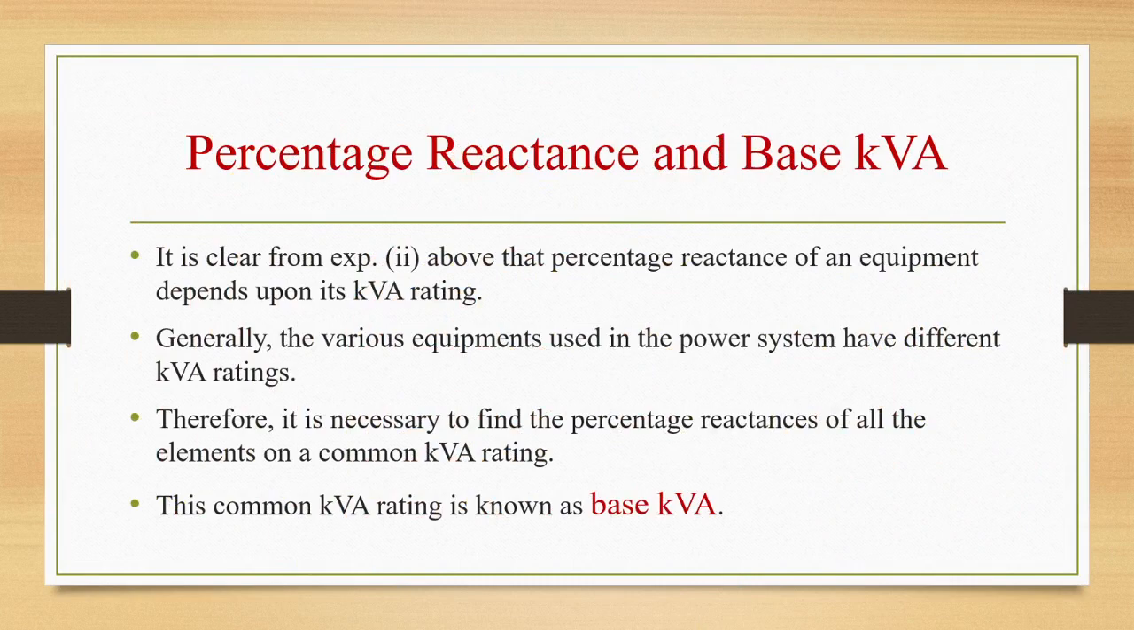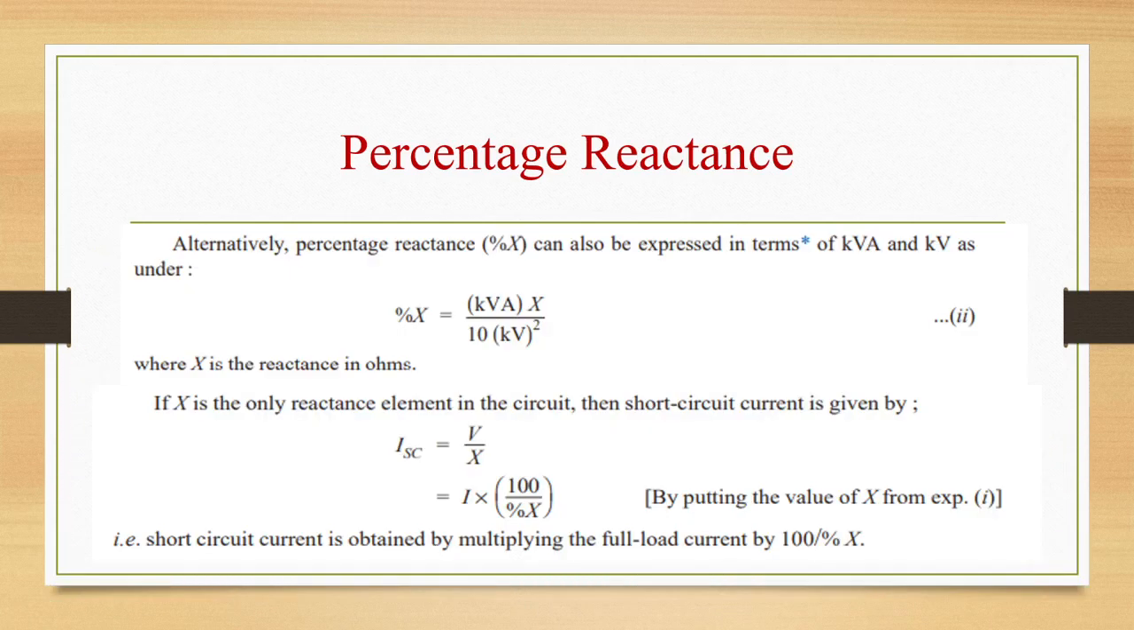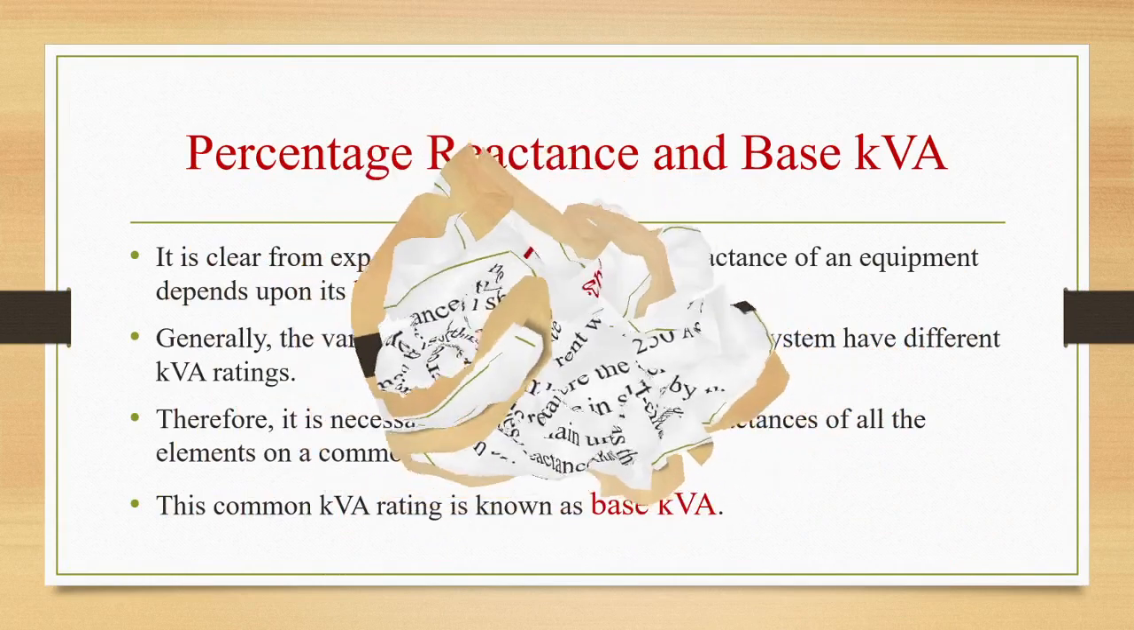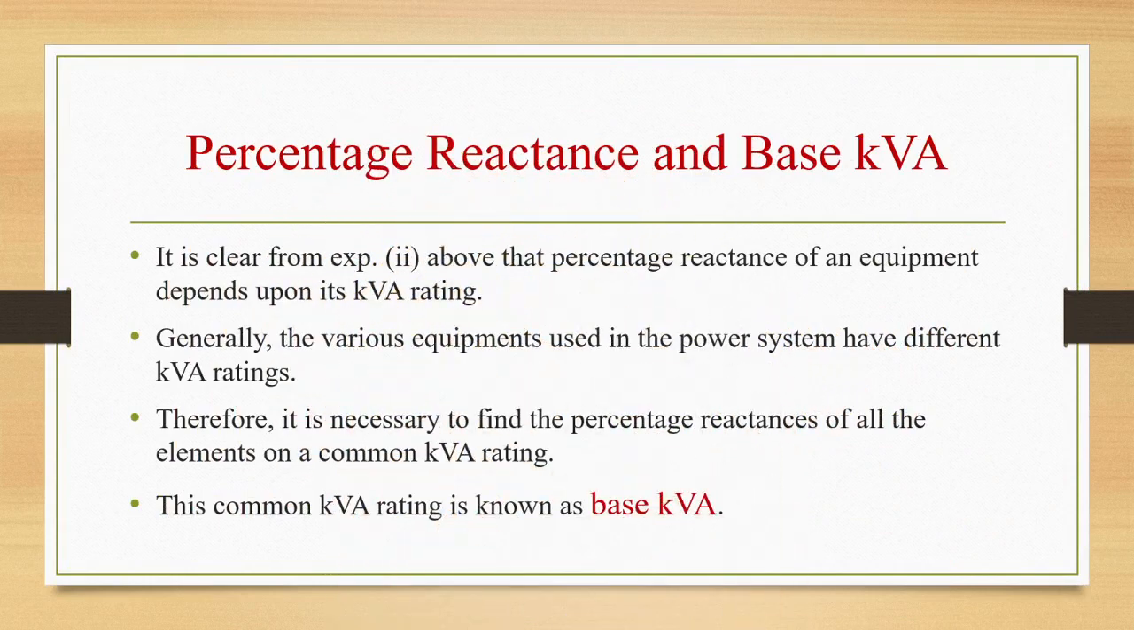Percentage reactance and base kVA. From expression 2, percentage X is equal to kVA into X by 10 kV square. From this expression, it is clear that the percentage reactance of an equipment depends upon its kVA rating. Generally, the various equipments used in power systems have different kVA ratings, so it is necessary to find the percentage reactances of all the elements on a common kVA rating. This common kVA rating is called the base kVA.